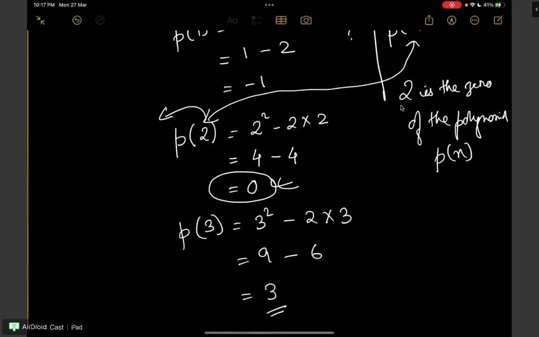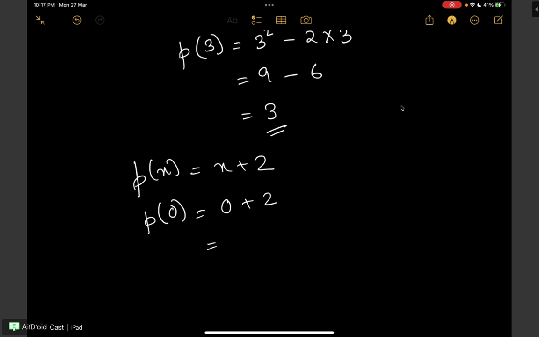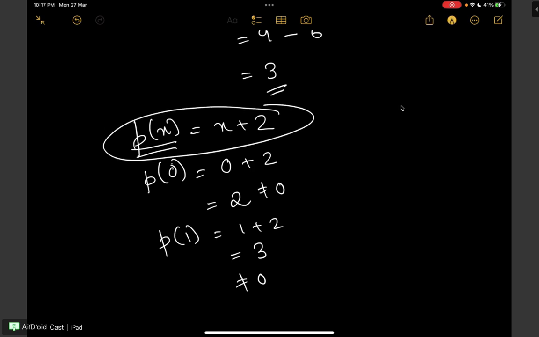Let's say here we'll take P(x) equals x plus 2. Here in place of x, if I put 0, what will I get? 0 plus 2 equals 2. That means 0 is not a zero of the polynomial P(x). Now if I put 1, what will I get? 1 plus 2 is how much? 3. Is it 0? It is not equal to 0. Therefore, 1 is not a zero of the polynomial P(x).